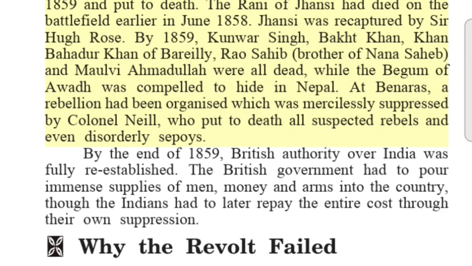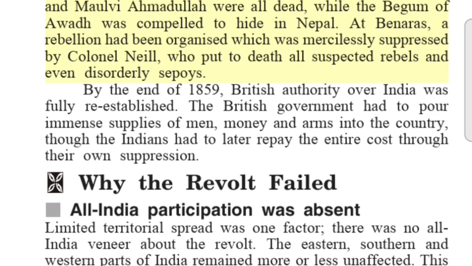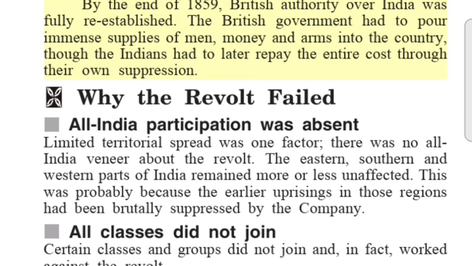At Banaras, a rebellion had been organized which was mercilessly suppressed by Colonel Neil, who put to death all suspected rebels and even disorderly sepoys. By the end of 1859, British authority over India was fully re-established. The British government had to pour immense supplies of men, money and arms into the country, though the Indians had to later repay the entire cost through their own suppression.